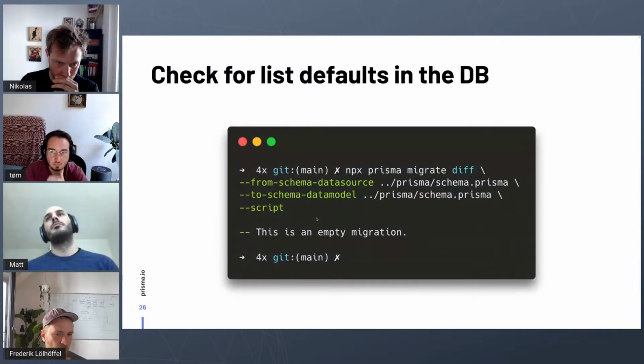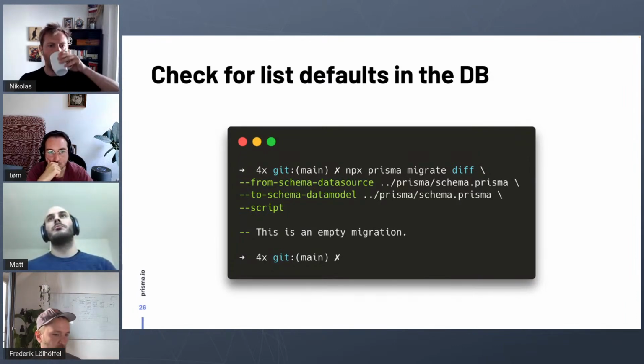So step 1 is that I want to check if I have configured these defaults in the database, because Prisma didn't support it, but I rely on them. I might have made the decision, okay, I will stop using Prisma Migrate because I need these defaults.